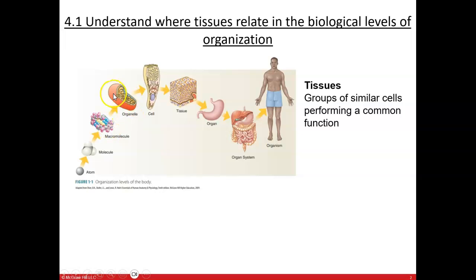And then we had the parts of the cells, things like mitochondria and ribosomes, the organelles. And then we had cells. Remember, cells are the simplest unit of a living organism. And then when you have groups of similar cells performing a common function, you have tissues. And that's where we are right now. So in this lecture, we're going to talk about tissues.